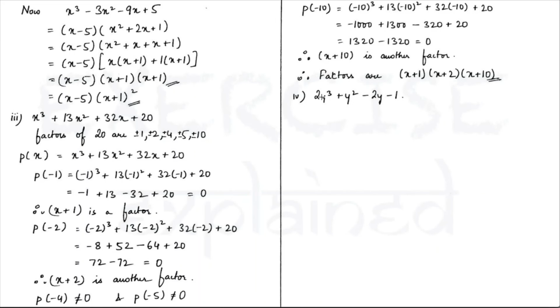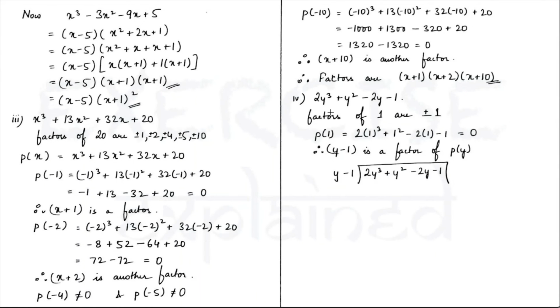Coming to the next polynomial, that is 2y cube plus y square minus 2y minus 1. So what we do over here is, the last term is minus 1, so the factors of minus 1 can be minus or plus 1. So I just try with plus 1. What I get is 2 into 1 cube plus 1 square minus 2 into 1 minus 1. So 2 into 1 cube gives me plus 2, and here plus 1 minus 2 minus 1. So minus 1 plus 1 cancels, minus 2 plus 2 cancels. So what I get is 0. So I can say that y is equal to 1 is a factor.